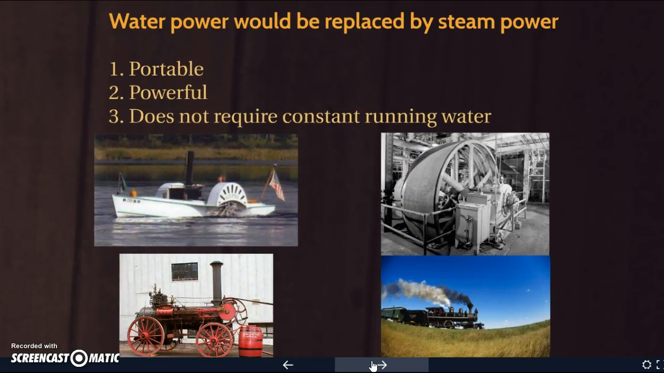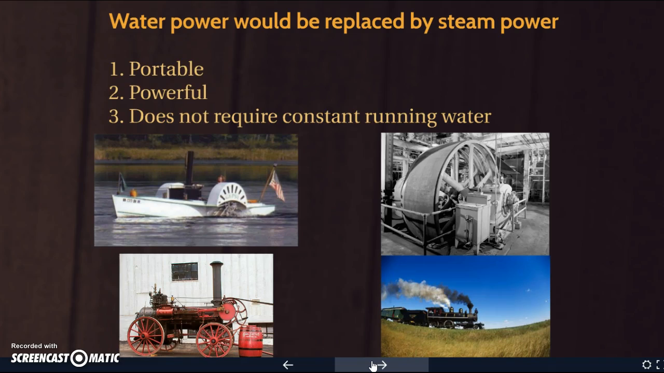Water power is eventually going to be replaced by steam power. They learned that if water was heated up, it could produce even more power than regular running water. It also had some advantages: it was portable and you could transport it pretty easily, like a bucket of water is pretty easy to carry. It's much more powerful, like I said.